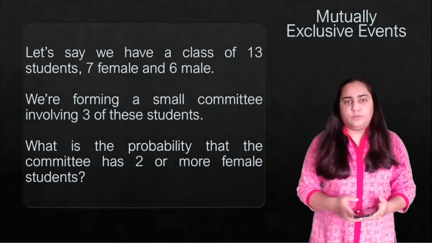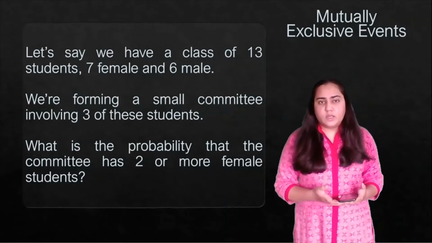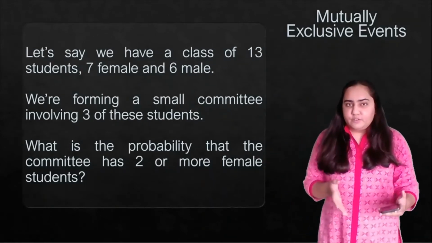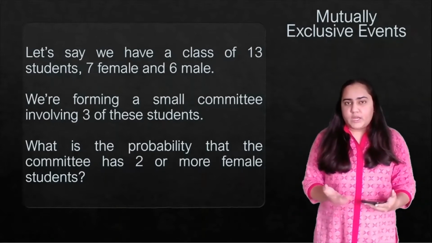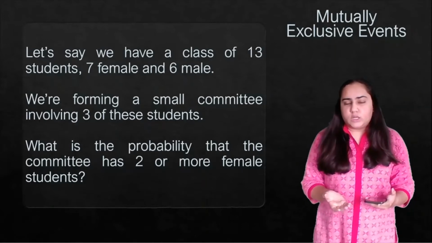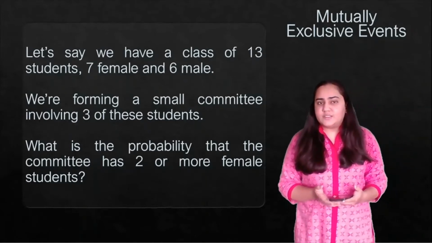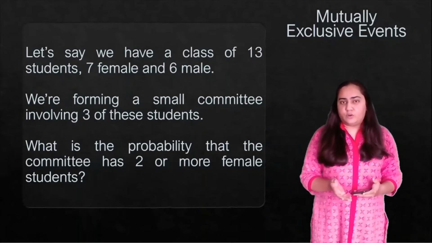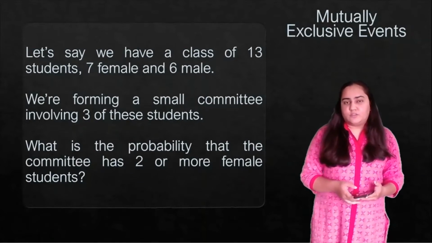This is an example. Suppose we have a class of 13 students, with 7 females and 6 males, and we are trying to form a small committee out of these 13 students, and the committee has to be of 3 students. We want to know what is the probability that the committee is going to have 2 or more female students. This is a mutually exclusive event.